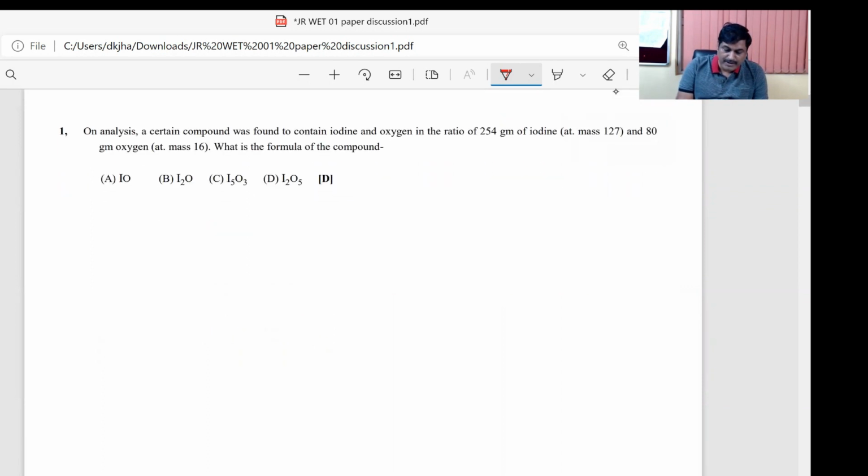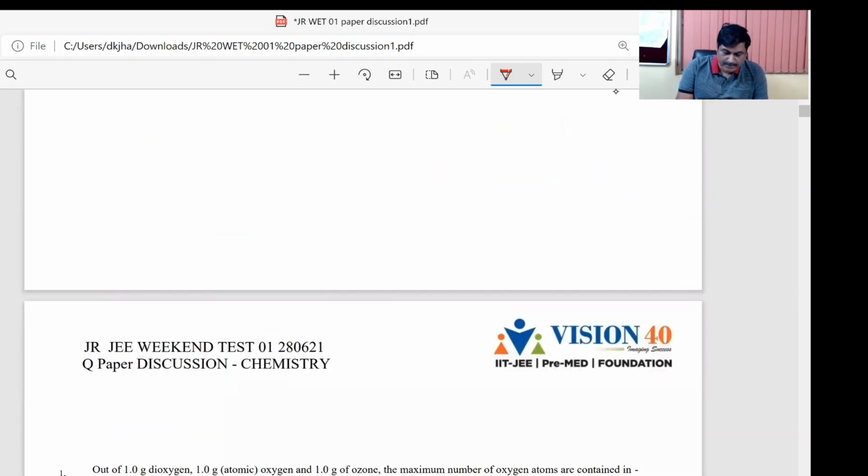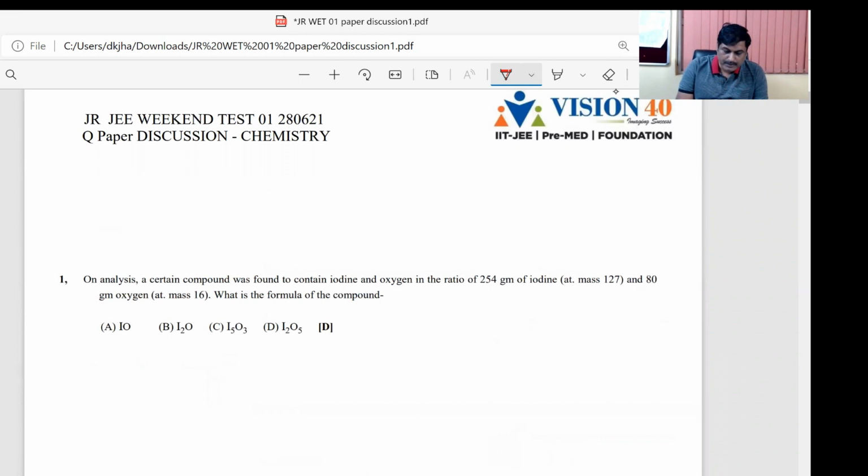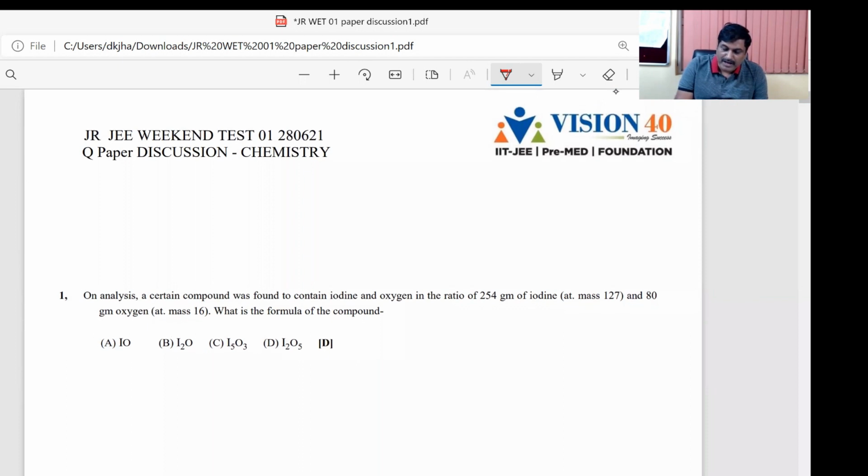On analysis, a certain compound, this is the second question. The question number is written as one only on every page; please ignore that. Okay. So on analysis, a certain compound was found to contain iodine and oxygen. There is one compound which contains iodine and oxygen.